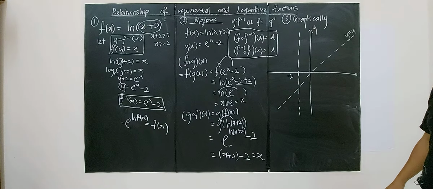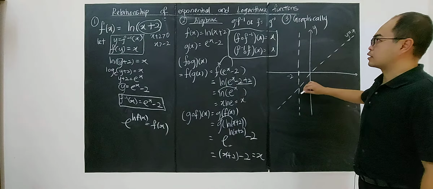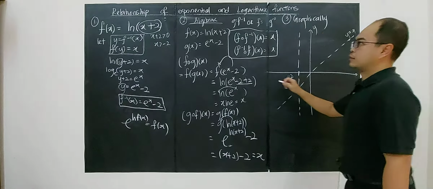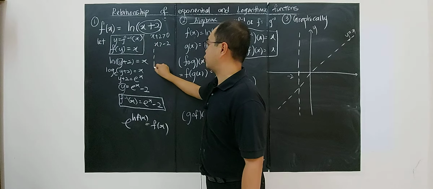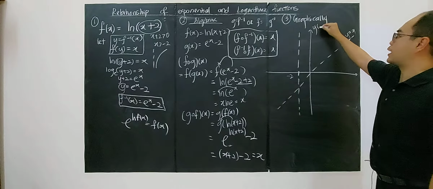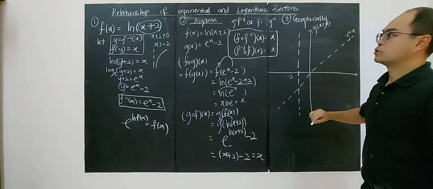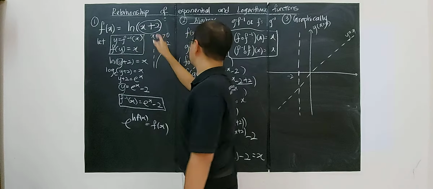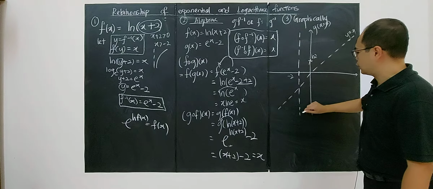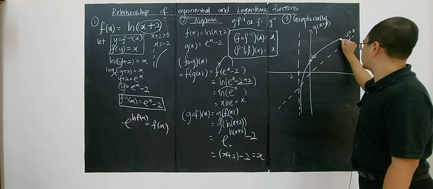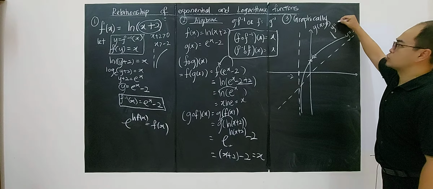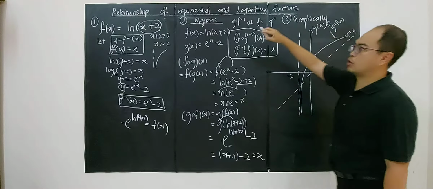Because the graph is x more than -2, it is on the right-hand side, and this is positive, so the graph has to move this way. It will intercept the y-axis here. Intercepting the y-axis means x equals 0, so you have ln 2. They will intercept at ln 2, so the graph will be going this way. So this will be the graph for y equals f(x), which is ln(x + 2).